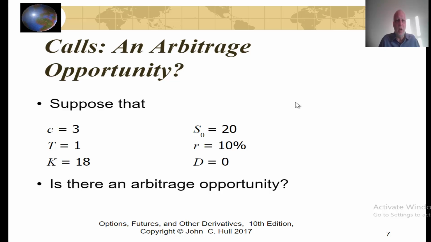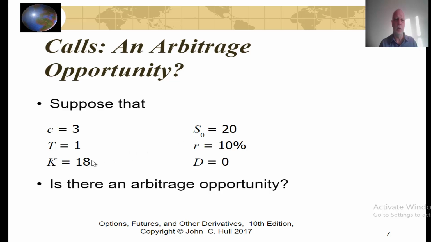So now let's look at a hypothetical example and see under which conditions you could potentially have an arbitrage, or a risk-free rate of return, by mispricing of an option. So suppose we have a European call option with a price of $3 that matures in 1 year. The strike price of the stock is $18. The current stock price is $20.